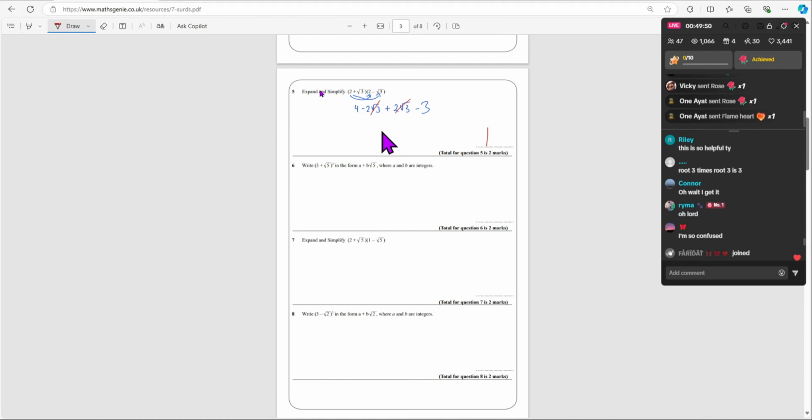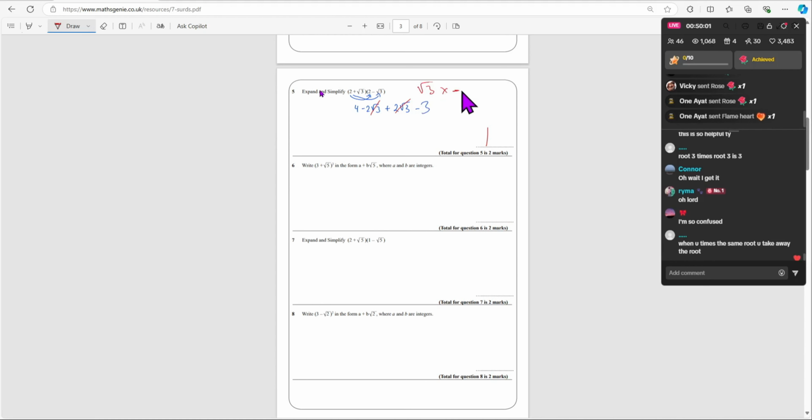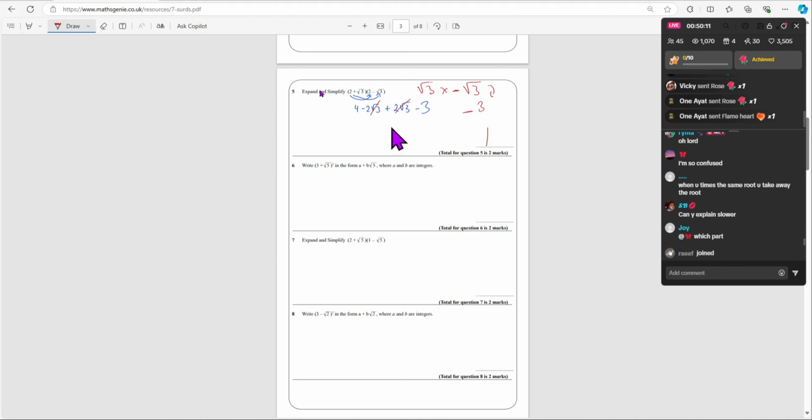You always need to look at the symbol in front of it. Yes, when you times the same roots. But this over here, we are doing root 3 times negative root 3. So the answer is going to be negative 3. Literally. Okay?